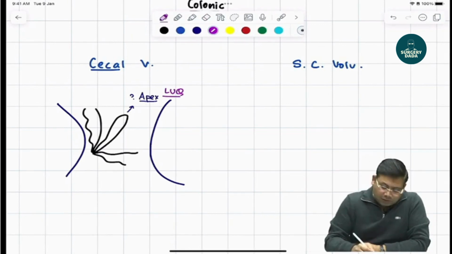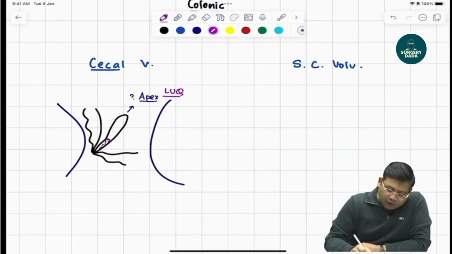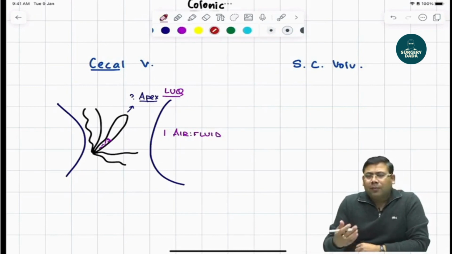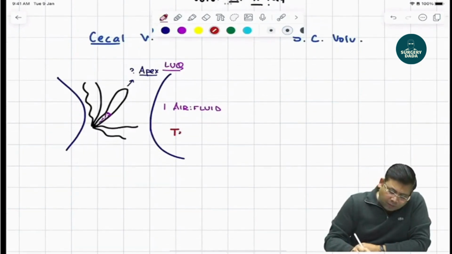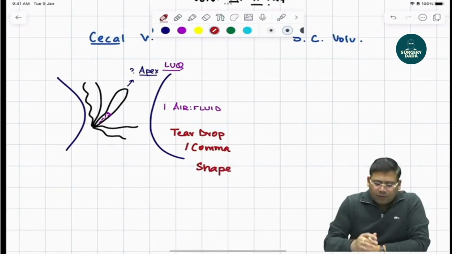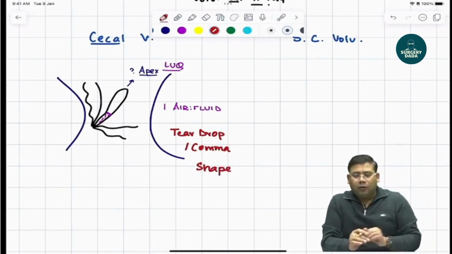Now since this is a volvulus, there has to be an air fluid level. So is there multiple air fluid levels? No, there is a single air fluid level. So one air fluid shadow. The third thing that you need to understand is the typical shape of this. This is a teardrop sign, or a comma shape. So these are the things that you will be looking at in the cecal volvulus.